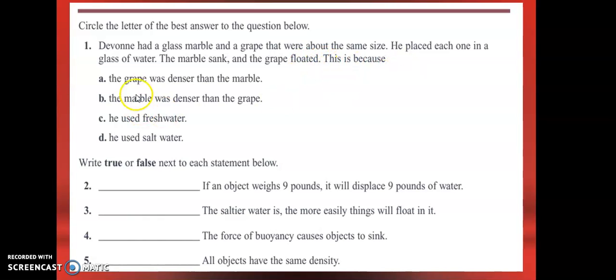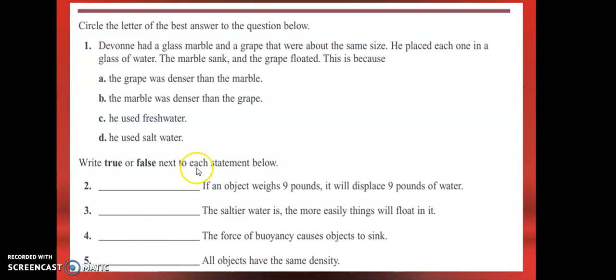This is because, option A, the grape was denser than the marble. I don't think so. The marble was denser than the grape. Option C, he used fresh water. Option D, he used salt water. The water is not going to be anything in here. So I think the marble was denser than the grape, for the reason that the marble sank.